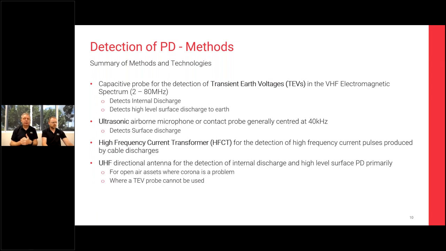Also, when we're working in the UHF, it ignores corona, because a corona discharge disappears around the 200 to 250 megahertz range. We use that in switchyards and where TEV cannot be used to touch. So we use the ultra high frequency for those primary reasons.